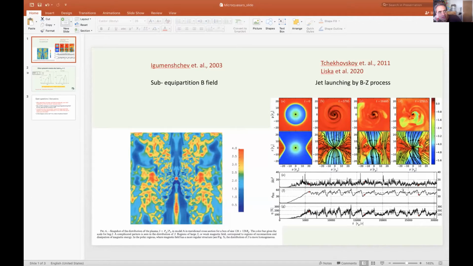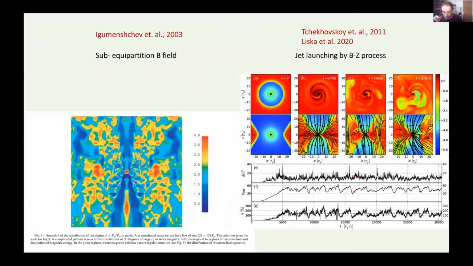Okay, sure. So we just grabbed a small collection of things to give the feeling. The common wisdom that people are using is that the magnetic field needs to be in equipartition or close to equipartition. And what you see here on the left is one of the first numerical simulations that were done by Gumenchev et al. nearly 20 years ago that shows that.